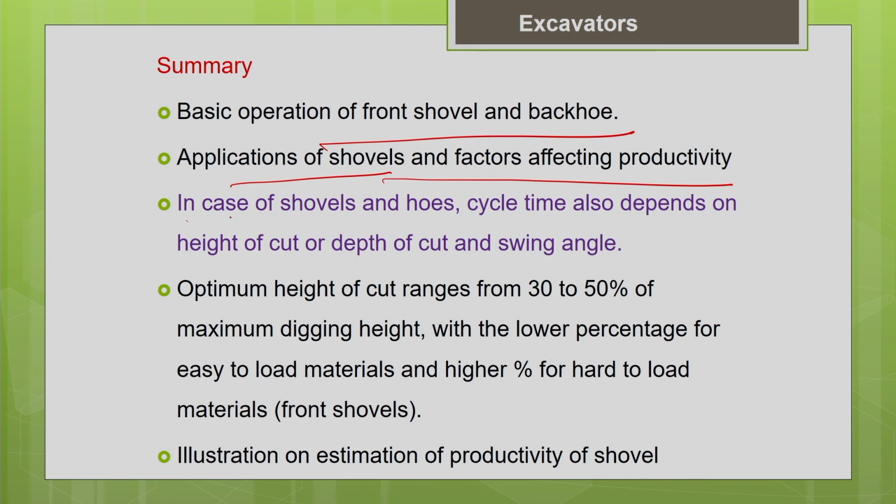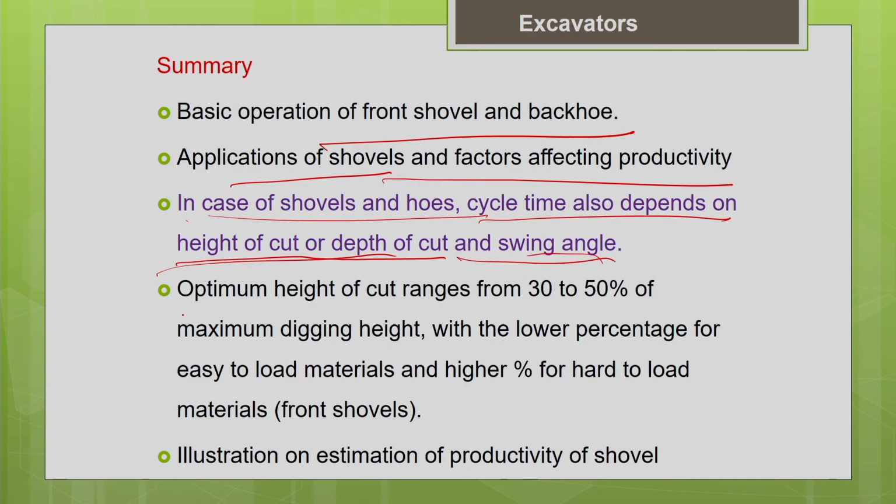In the case of shovels and backhoes, you need to know that cycle time depends upon the height of cut or the depth of cut and the swing angle. So, if the swing angle or the actual height of cut differs from the ideal condition, you have to apply the correction factor when you estimate the productivity of the machine. The estimation of productivity is similar for both the front shovel and the backhoe, so you can work it out for the backhoe.